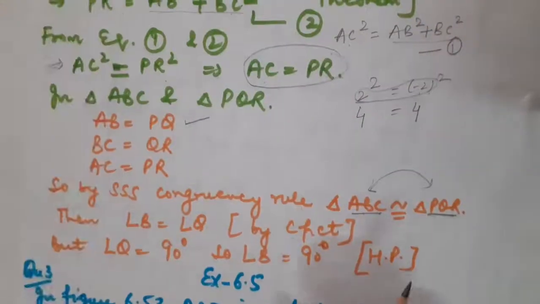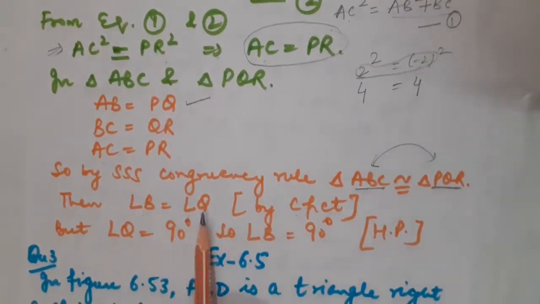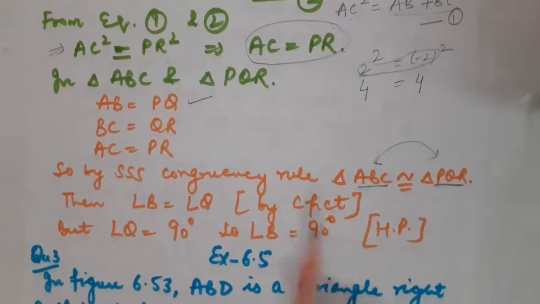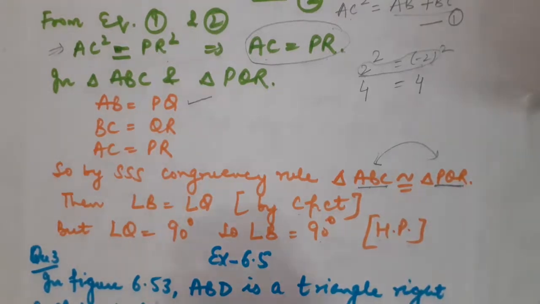Got it? So here the same thing is written as angle B is equal to angle Q by corresponding parts of congruent triangles. But I know that angle Q is equal to 90 degrees. So angle B will also be 90 degrees. Hence proved. What did we prove? Tell me, what did we prove?